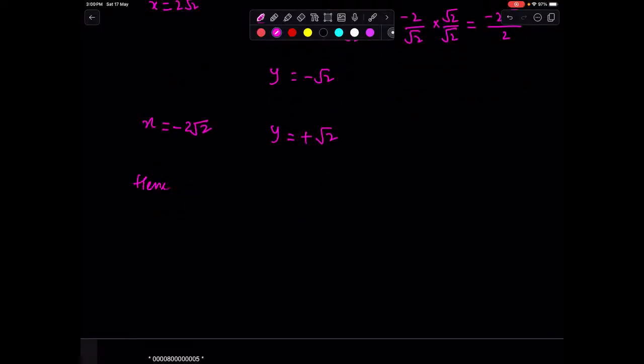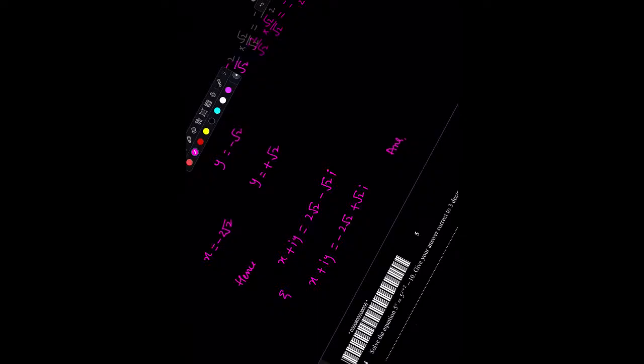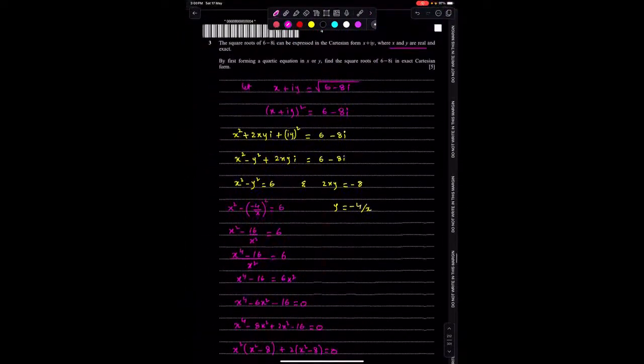Hence, the two square roots are x plus iy, 2 root 2 minus root 2i. This is the first root. And the second one, minus 2 root 2 plus root 2i. Now check this solution. I'm taking 1 minute break.